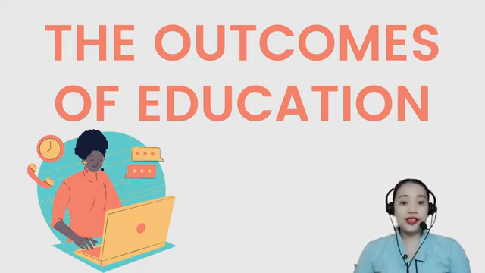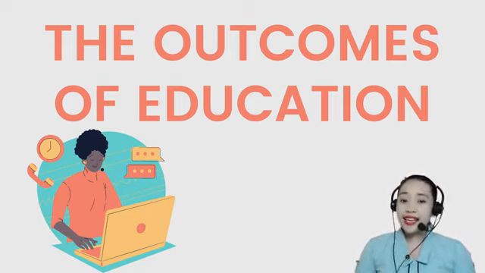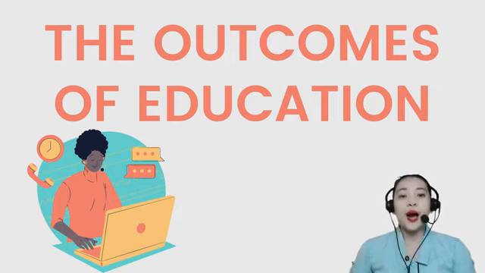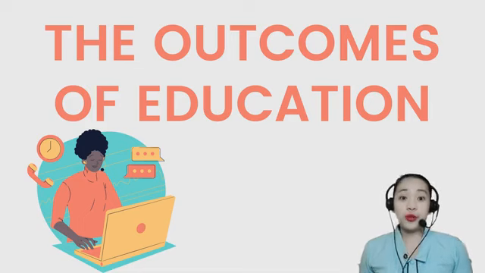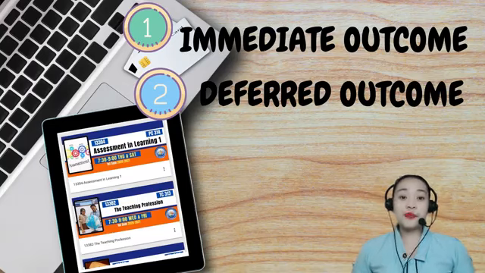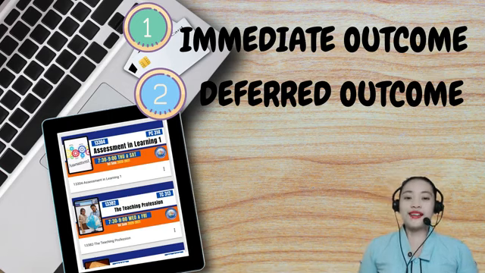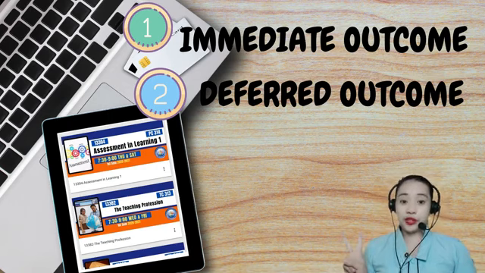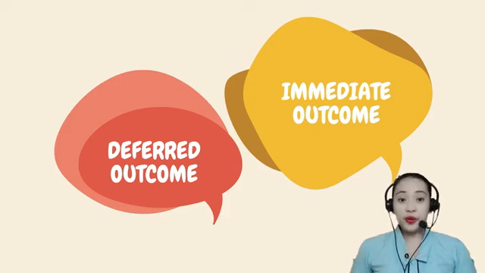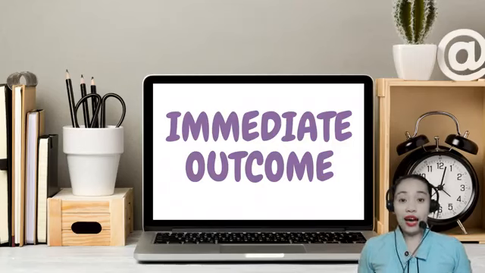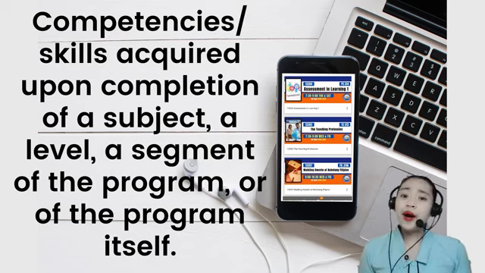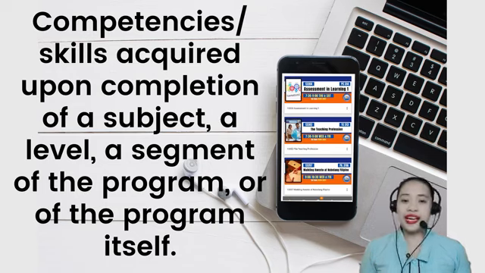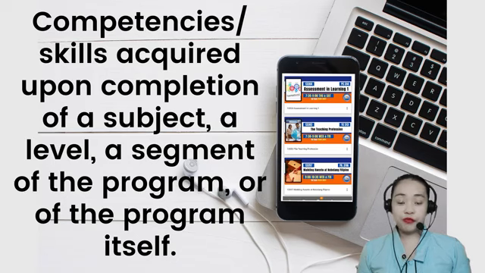Outcomes-based education focuses classroom instruction on the skills and competencies that students must demonstrate when they exit or when they graduate or finish the program. Here are the two types of outcomes. We have the immediate outcome and the deferred outcome. Let's differentiate the two outcomes. When we say immediate outcome, those are competencies or skills acquired upon completion of a subject, a grade level, a segment of the program, or of the program itself.